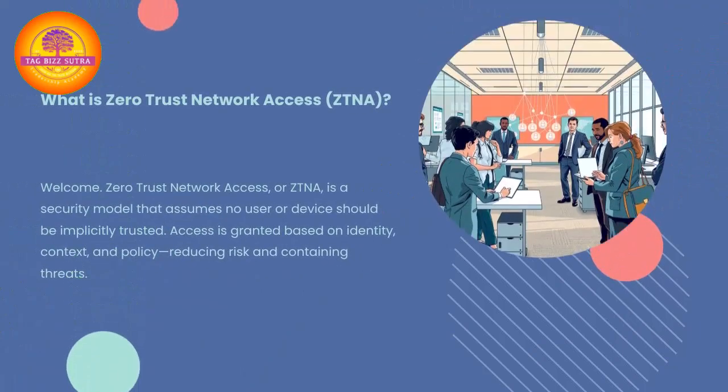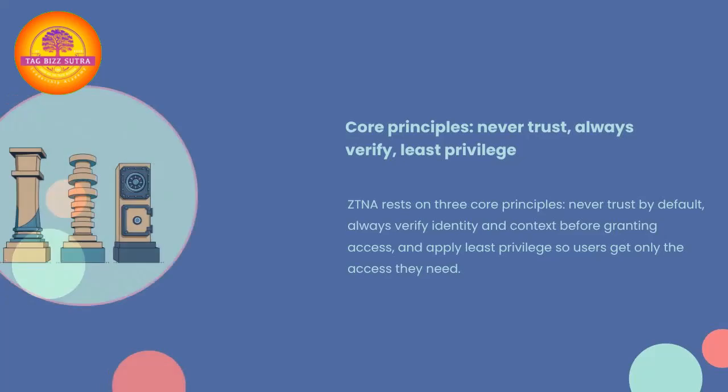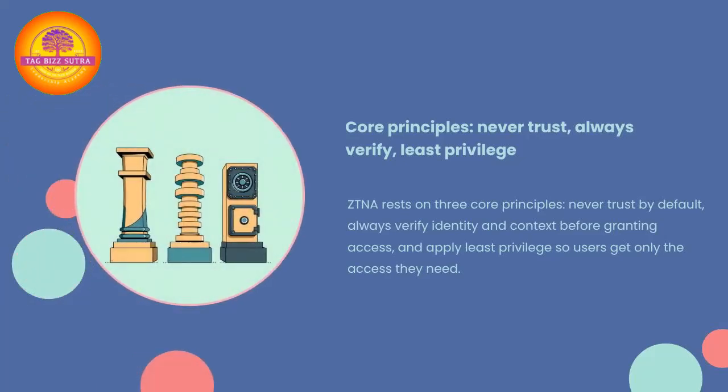Welcome. Zero Trust Network Access, or ZTNA, is a security model that assumes no user or device should be implicitly trusted. Access is granted based on identity, context, and policy, reducing risk and containing threats. ZTNA rests on three core principles: never trust by default, always verify identity and context before granting access, and apply least privilege so users get only the access they need.